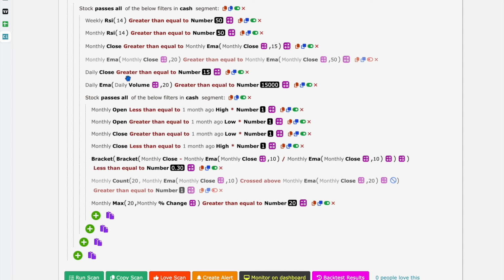The daily close of the stock has to be greater than number 15. Usually in India, what you will see is the stocks which are priced less than 10 or even 15 or 20 are usually illiquid and not tradable. So might as well just avoid those. इसलिए यहाँ पे number 15 use किया गया है. उसके बाद you will see that daily EMA, the volumes have to be greater than 15,000 stocks on an average for the past 20 days. You can make it from 15 to 50 or even 100.